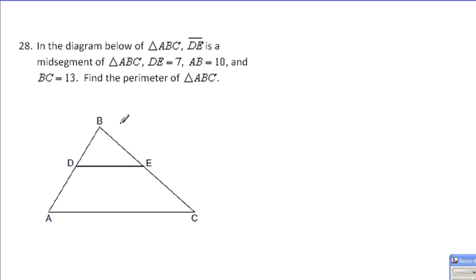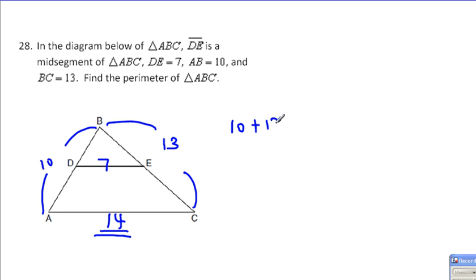Here we have BE is 7, AB is equal to 10, and then BC is equal to 13. But since PE is a mid-segment, that means this will be half of the bigger side, so this must be equal to 14. So that makes the perimeter of triangle ABC 10 plus 13 plus 14, which simply ends up at 37 as our answer.